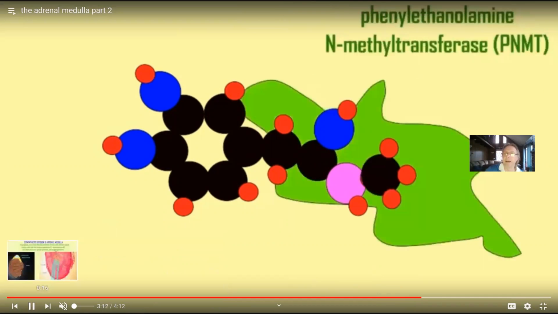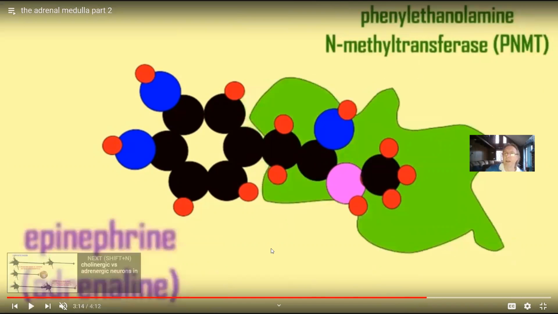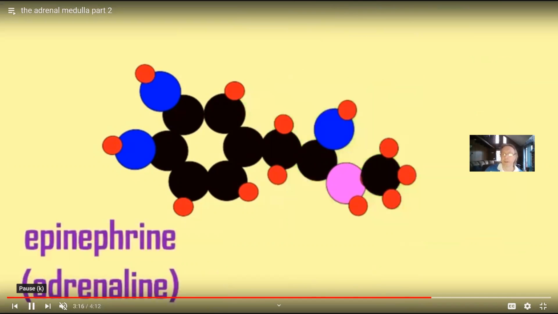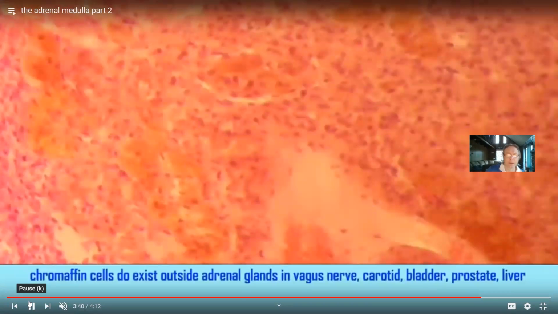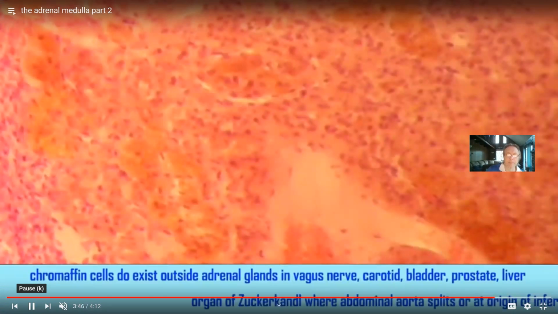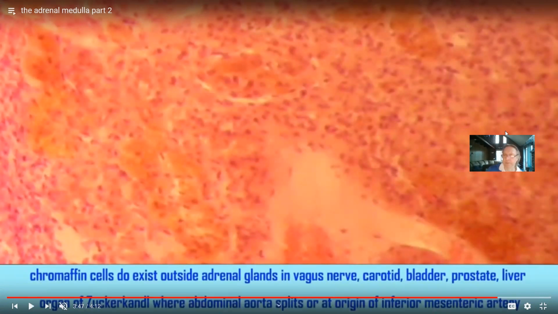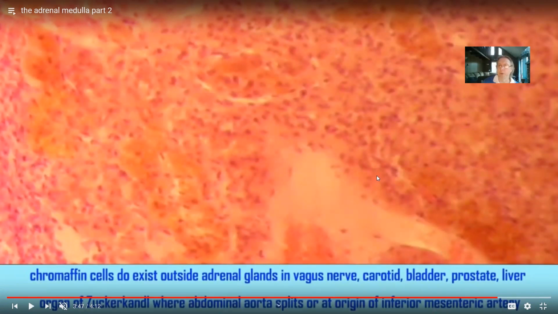But some chromaffin cells then make another enzyme, the phenylethanolamine N-methyltransferase, PNMT, and that will change, it adds this methyl group here, and that then changes norepinephrine into epinephrine or adrenaline. And so the chromaffin cells, because they make the right enzymes, they then can release epinephrine into the blood. And it turns out that we actually have chromaffin cells in a few other places. They don't have to release epinephrine into the blood, but they form from the same embryonic tissue.